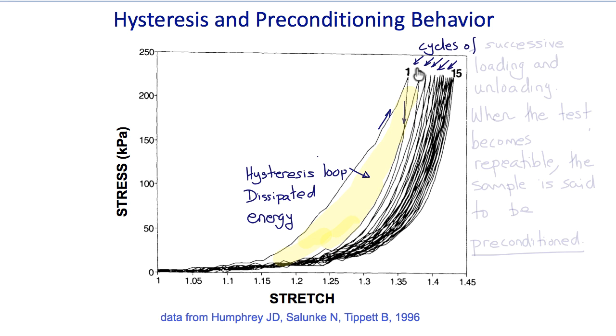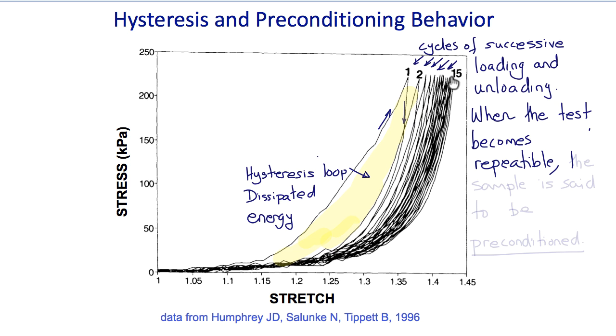We also see that subsequent cycles of successive loading and unloading follow different curves that eventually start to converge to the same hysteresis loop. When the test becomes repeatable, so that the nth test and the nth plus one test are not significantly different, then the material is said to be preconditioned. But it doesn't mean that when the material is preconditioned there isn't still hysteresis. There can still be hysteresis once the material is preconditioned. So these are common characteristic properties of soft biological tissues.